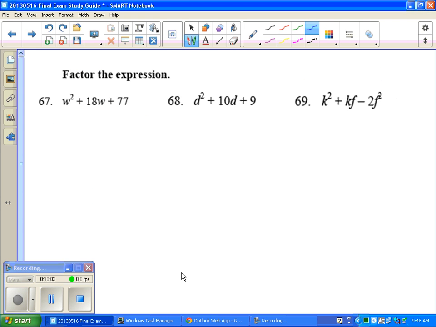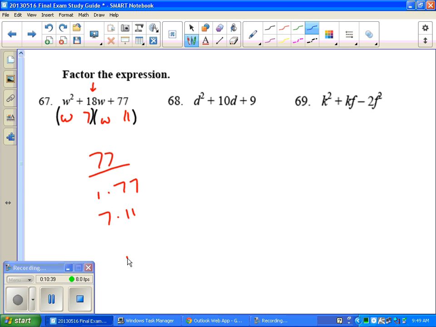Okay, we have to factor these. We don't have those nice pretty little blanks to fill in. So you open yourself two sets of parentheses. W times W gives you W squared. Your factors of 77 are 1 times 77, 2 times nothing because it's not an even number, and an easy one to find, 7 times 11. We know that gives us 77, and when we add those two together, they give us the number 18, 7 and 11. So put in 7 and then put in 11.